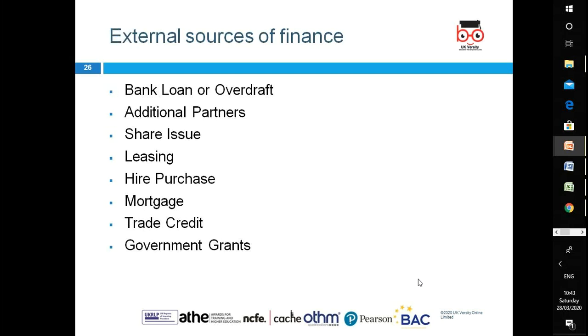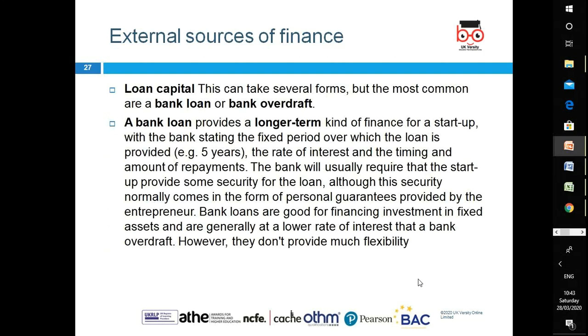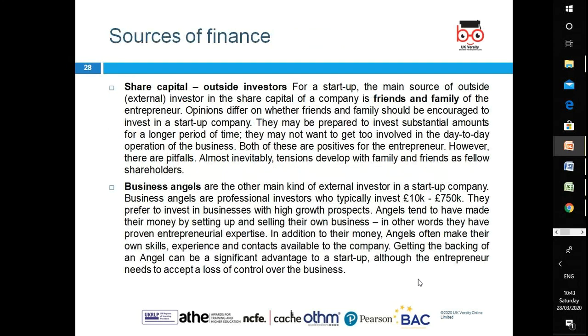Okay. External sources of finance can be bank loan, overdraft, share issue, leasing, hire purchase, mortgage, trade credit, government grant. So loan, capital, bank loan, we can look at for the long term. In the loan, we can look at how long we require, 5 years, 3 years. We will use the bank overdraft or go through the bank loan, short term, and decide which loan to go through. Share, we'll issue more shares.